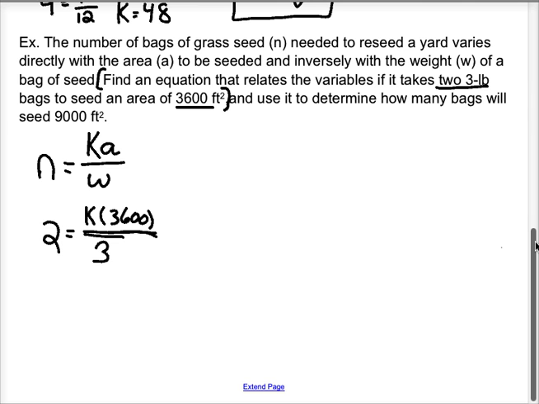Now, I need to get that K value. So to find that K value, the first thing I'm going to do is multiply that 3 over. So 6 equals 3,600 K. I divide by 3,600, so I'm getting K is 1 over 600, because 6 divided by 3,600 is 0.0016, and then that 6 repeating. I got my calculator to turn it into a fraction for me, and that's what I get.